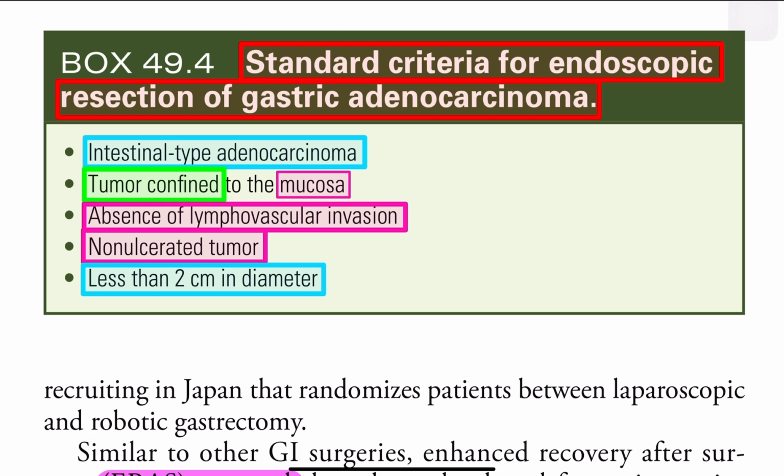Then a non-ulcerated tumor. It should be non-ulcerated and less than 2 centimeters in diameter. All parameters are very important, especially non-ulcerated tumor and less than 2 centimeters. You can easily remember absence of lymphovascular invasion and limited to mucosa. And you should remember intestinal type of adenocarcinoma.